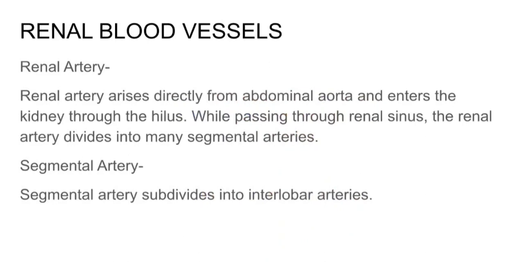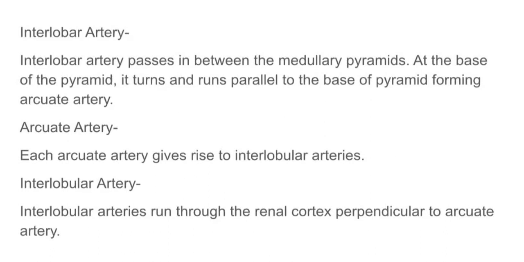Renal blood vessels. Renal artery. The renal artery arises directly from the abdominal aorta and enters the kidney through the hilus. While passing through the renal sinus, the renal artery divides into many segmental arteries. Segmental artery. The segmental artery subdivides into interlobar arteries. Interlobar artery. The interlobar artery passes in between the medullary pyramids.